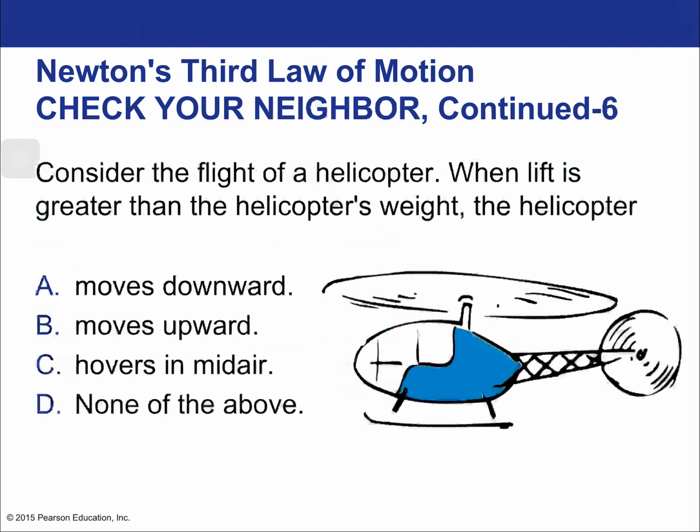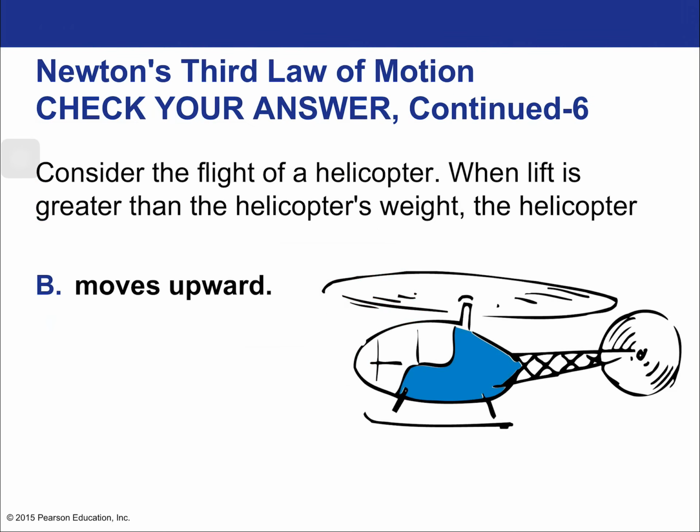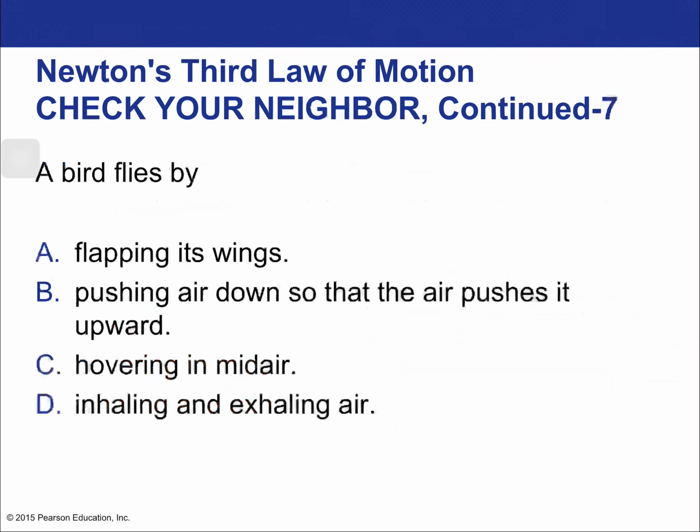All right. So consider the flight of a helicopter. When lift is greater than the helicopter's weight, the helicopter does what? Think about it for a minute. Pause if you need to. Moves upward. We have an F net that's greater than zero, if F net is vertical. Make sense?